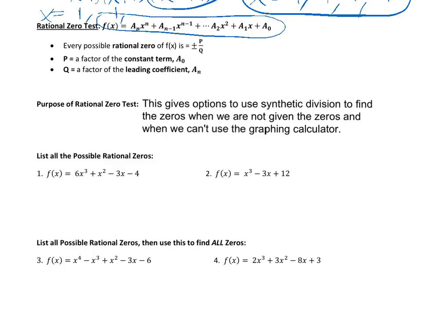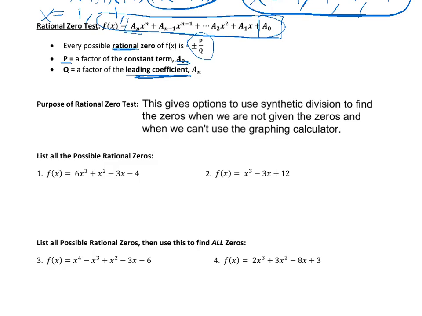Now, every possible rational zero for f of x is plus or minus p over q. Well, what does that mean, plus or minus p over q? Well, p is a factor of the constant term, a sub 0. So this is the constant. And q is a factor of the leading coefficient. In this case, it's a sub n.